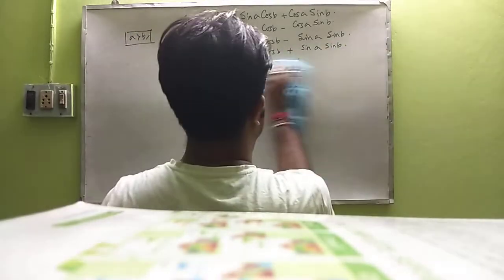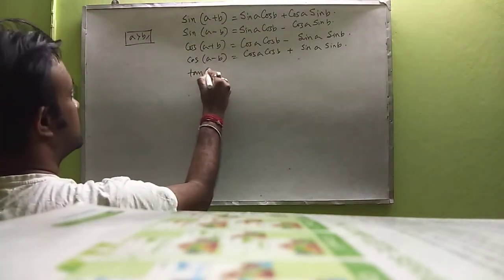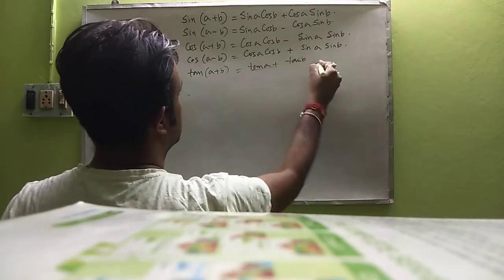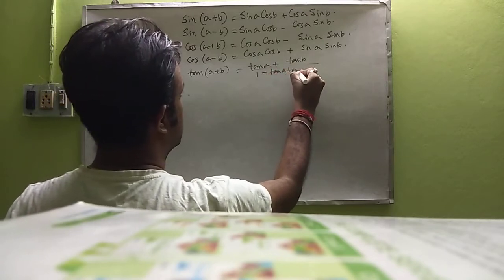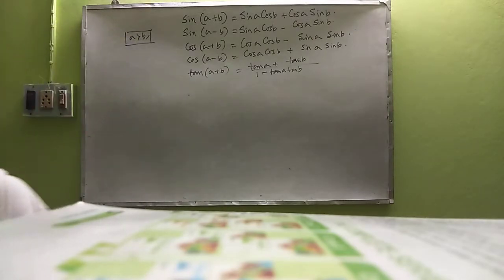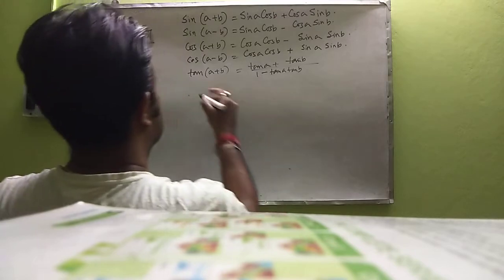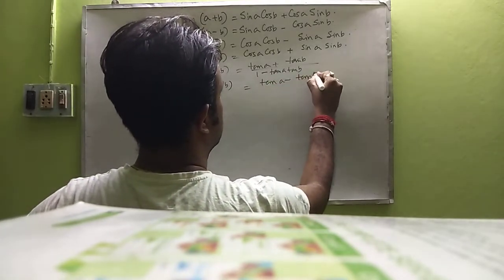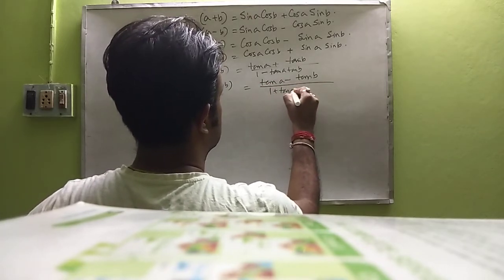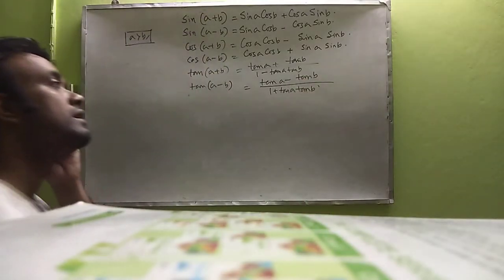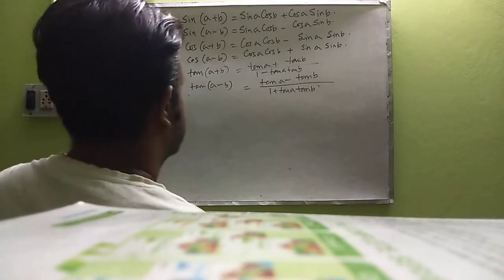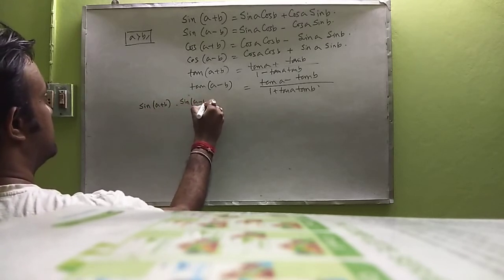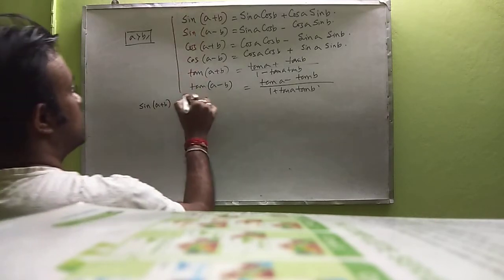Now, tan of A plus B is tan A plus tan B by 1 minus tan A tan B. Tan of A minus B is tan A minus tan B by 1 plus tan A tan B. These are the basic formulas of compound angles.